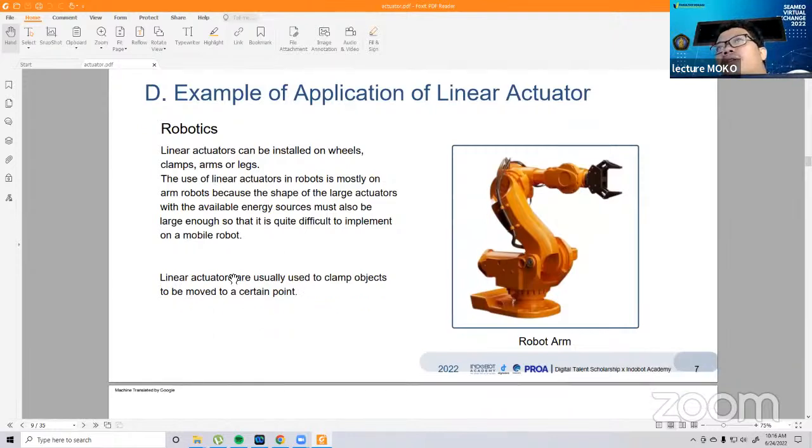So the linear actuator is usually used to clamp an object to be moved to a certain point. So it is a linear actuator, yeah. So it is like our arm. So it will clamp or put. From the two sides, it will be clamping the object, and it will move to a certain point.